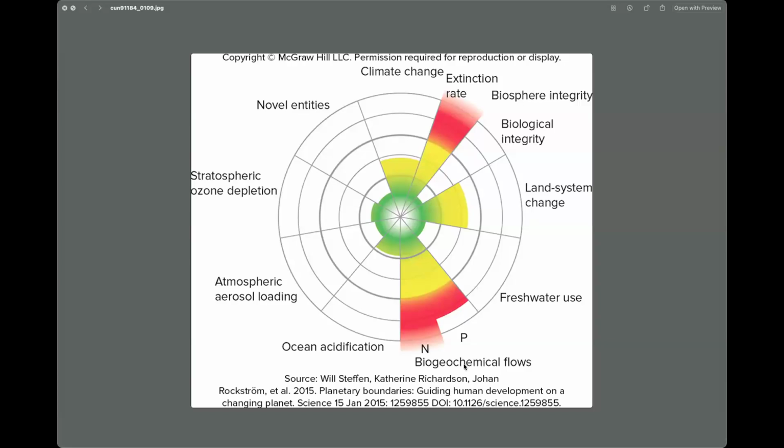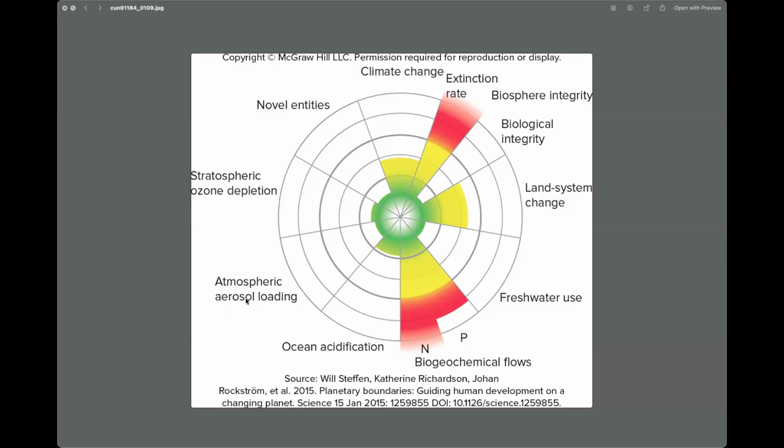And then you have biogeochemical flows, and this is for nitrogen and phosphorus that are also in the red, meaning that we're adding way too much of these, as interruptions of the biogeochemical cycles, and nitrogen as fertilizer has a big role in contaminating water bodies, whether they're marine water bodies or freshwater lakes or what have you. Ocean acidification, it's getting into the yellow.